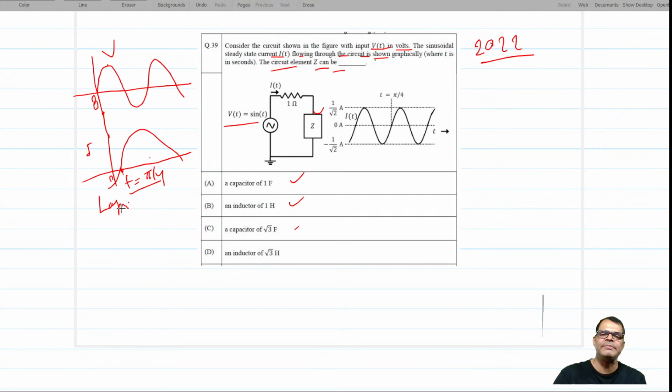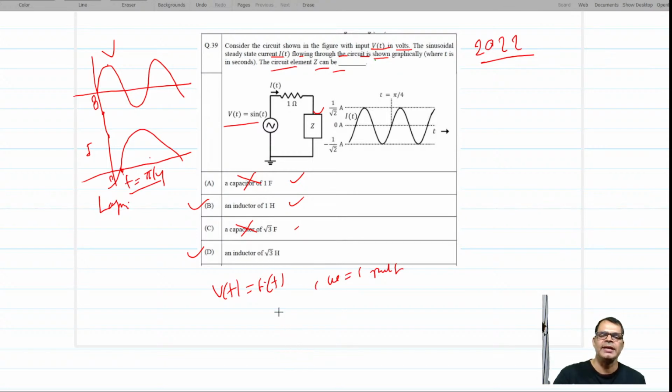And which type of element will induce a lagging current in the circuit? That is the inductive element. That means options A and C are eliminated. A and C cannot be possible. So you are left with B and D. Now you will come to the amplitude factor. Your Vt is equal to sin t. So your omega is equal to 1 radian per second.